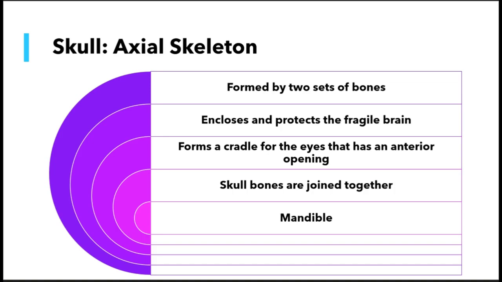Skulls are joined together by what? By sutures. And then lastly, we have the mandible. Except the mandible, which is also known as the jawbone, which is joined with the skull through a freely movable joint. So skull bones are joined together by sutures except for the mandible.